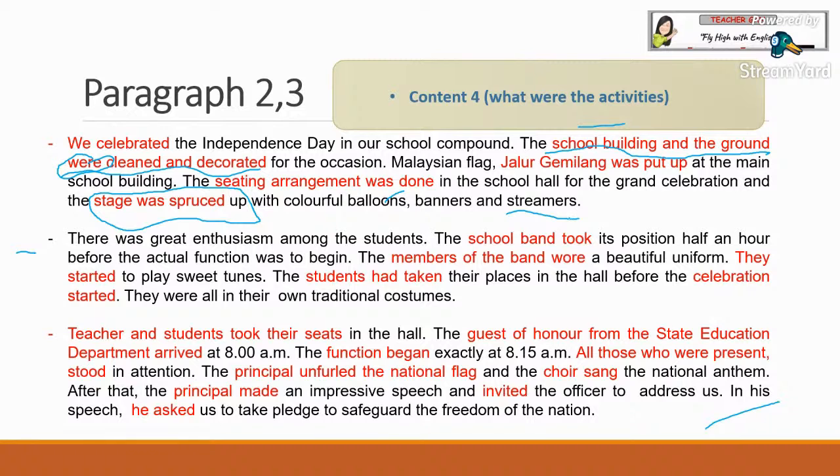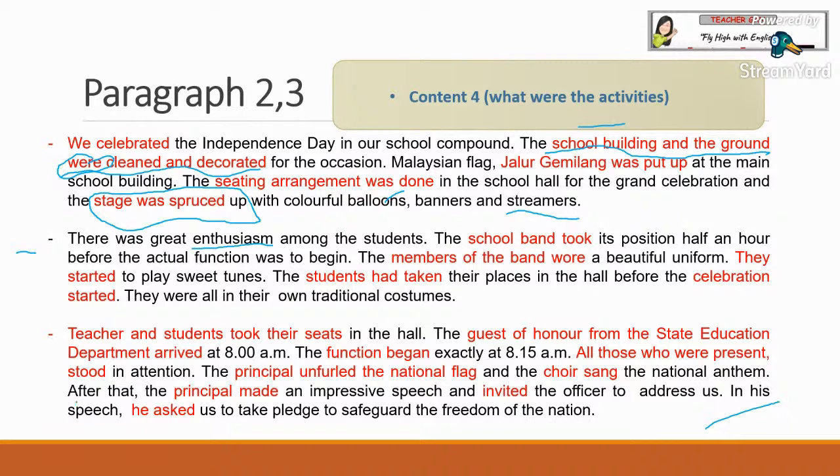Next, there was great enthusiasm. Enthusiasm is semangat among the students, eagerness. The school band took its position half an hour before the actual function was to begin. The members of the band wore a beautiful uniform. They started to play sweet tunes. Sweet tunes is what you hear. The tunes or the music is very sweet. The students had taken their places in the hall before the celebration started. They were all in their own traditional costume.